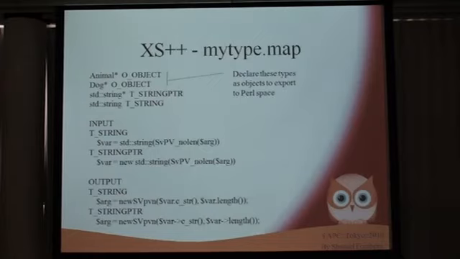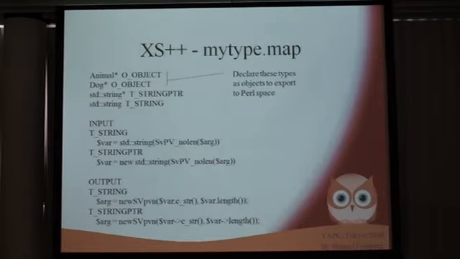Typemaps, you still have to handle typemaps anyway if you are doing anything more complicated than calling a function with int or something like that. Here is an example. Here we say that we have two objects, animal and dog. Perl does not need to know anything more than that in this case.